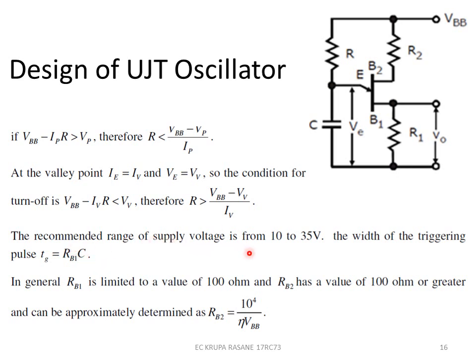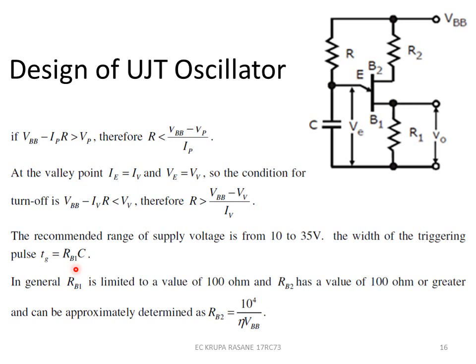The recommended range of the supply voltage: what should be VBB? It should be from 10 to 35 volts. Next, the width of the triggering pulse, TG. TG is the width of the triggering pulse that will happen when the capacitor discharges through R1. So to get the triggering pulse, TG should be equal to RB1 into C.